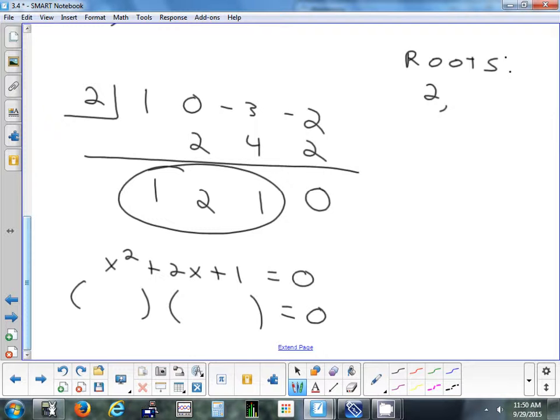How does that factor? x plus 1, x plus 2. Yeah, I like the x plus 1. Another x plus 1. We have a repeated root, okay, which means, well, where is the repeated root? What number? Negative 1.